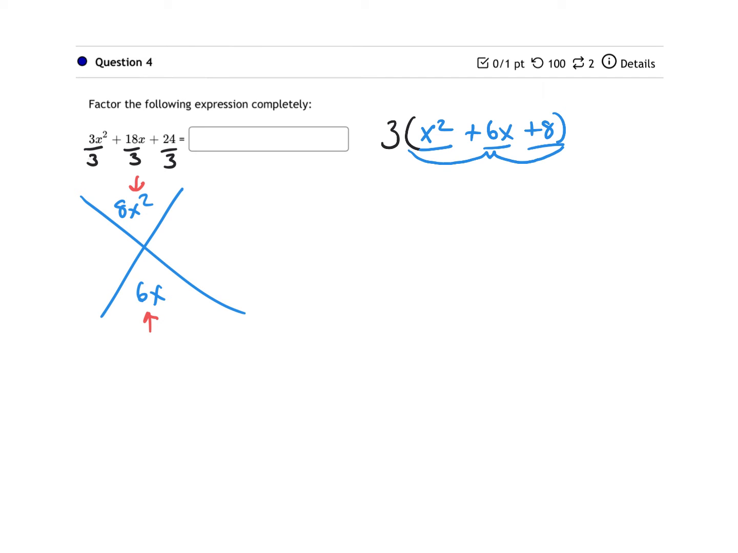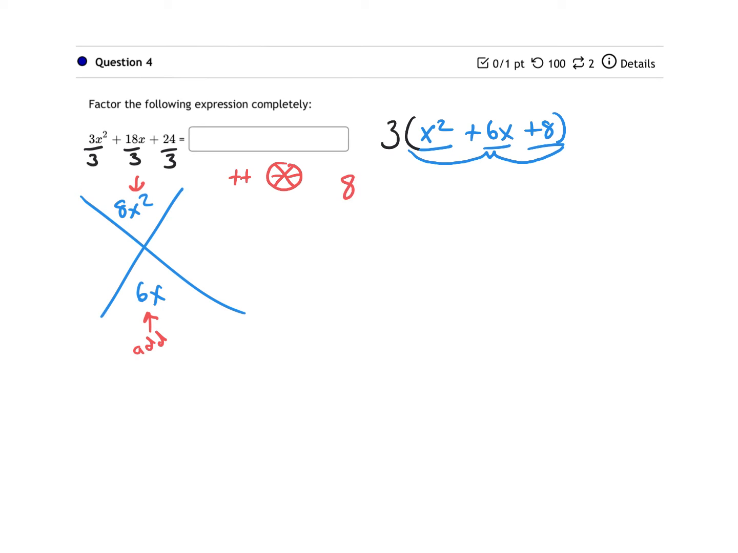Since it's a positive 8x squared, that means it's either a plus and a plus, because a positive times a positive is positive, or a negative and a negative, because a negative times a negative is positive. However, when I look to see what it has to add to, it has to add to a positive number. So it can't be two negatives, because that would add to a negative number.